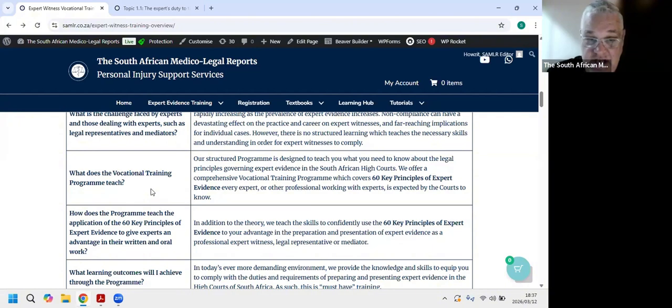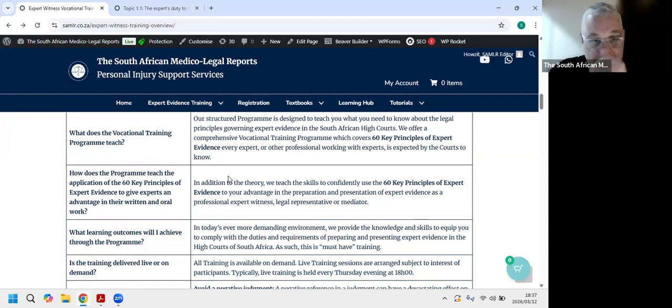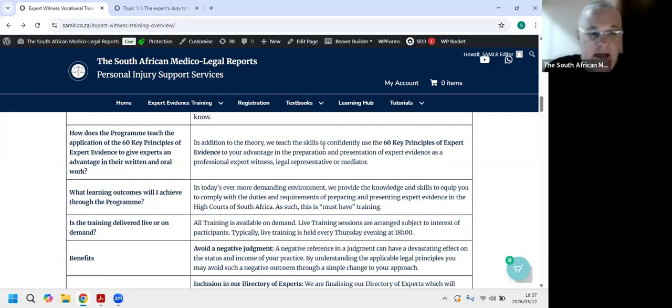And in addition, if you do understand the principles, it will lend a polish and a sophistication to your work and give you confidence way beyond just the technical understanding. Again, I'm drawing a parallel between what you learn in this program and what an advocate undergoes when they do pupillage. We're going to have a look at those 60 key principles in more detail during the rest of my presentation. How does the program teach the application of the 60 key principles of expert evidence to give experts an advantage in their written and oral work?